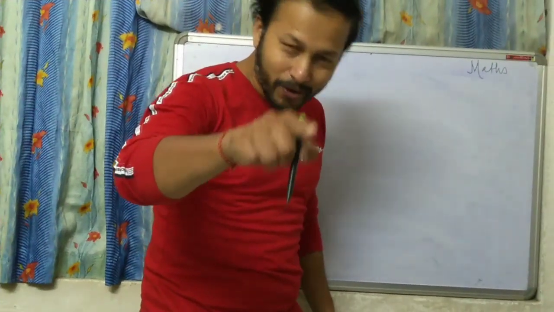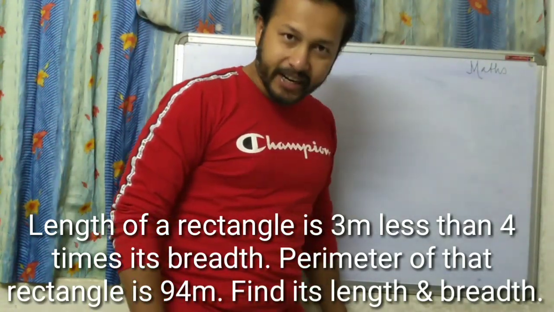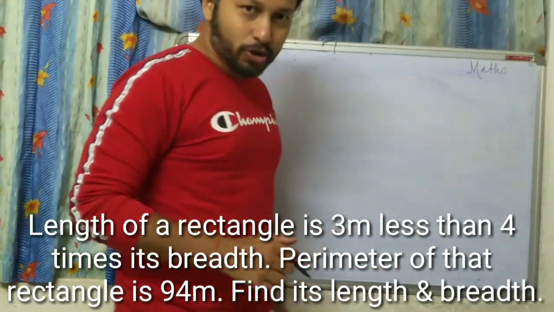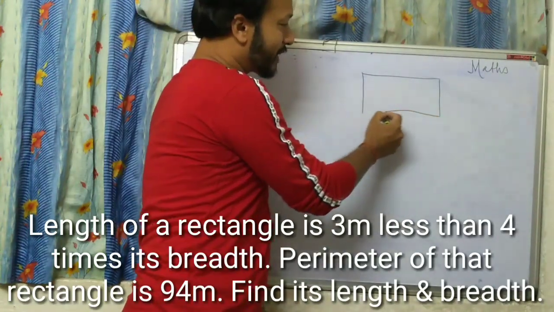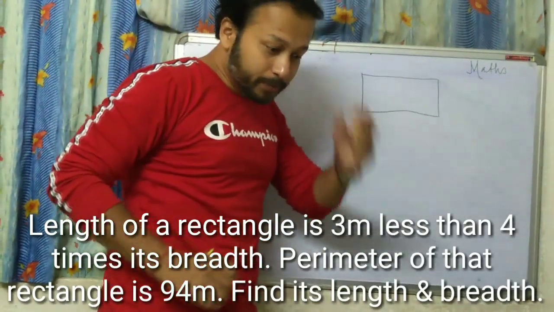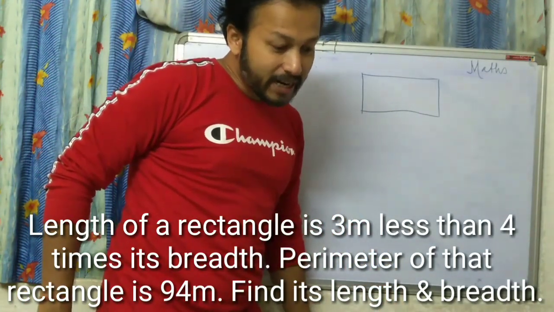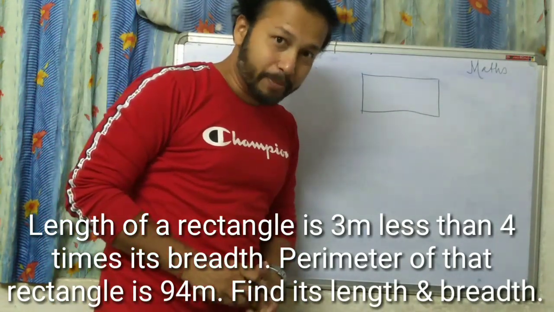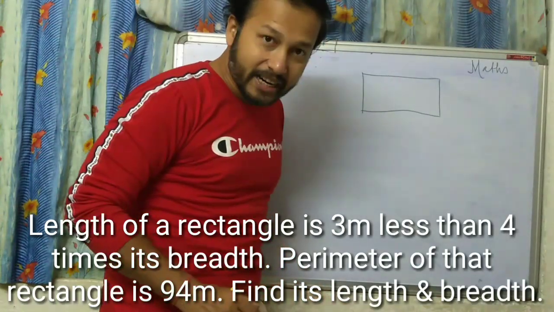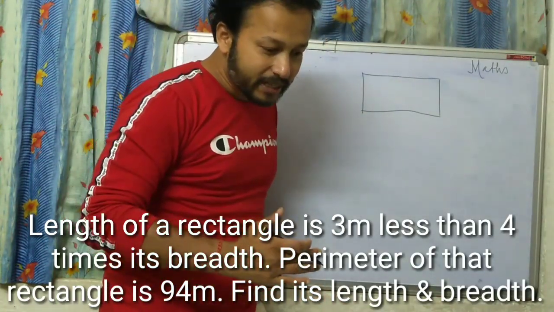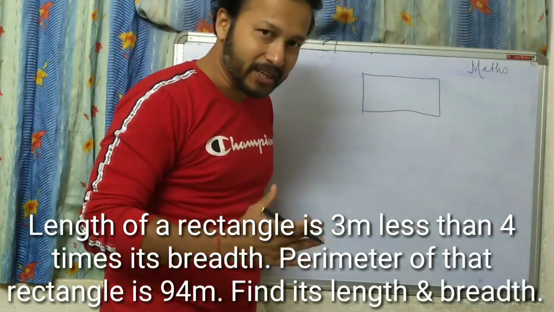See the second sum on your screen. The second sum is length of a rectangle. You know rectangle? Let us draw a rectangle first. This is called rectangle. Now, the length of a rectangle is 3 meters less than 4 times its breadth. See, length of a rectangle is 3 meters less than 4 times its breadth.